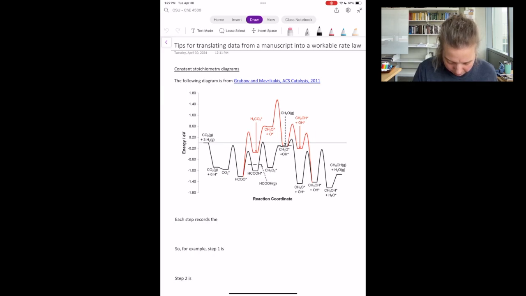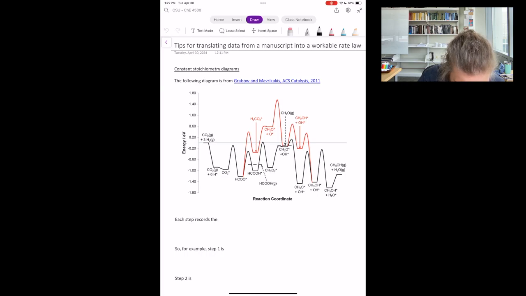So I've put one of these here. This is taken from a paper by Grabo and Mavrakakis published in ACS Catalysis. And this is a pretty common way to present a mechanism. It's a pretty common way to present energies. So if we look at this mechanism, from it we can extract mechanistic steps, and we can also extract their energies.